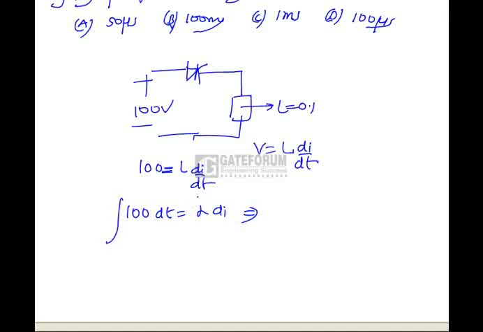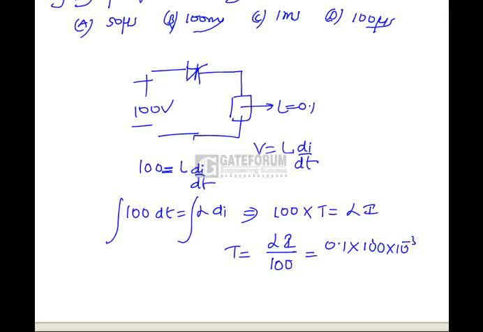Now I can write this as 100 into dt is equal to L into di. Applying integrals on both sides, 100 into t is equal to L into I. From this, the width of the pulse t is equal to L into I by 100. L is given as 0.1 and the latching current is 100 milliamperes, so 0.1 into 100 into 10 power minus 3 by 100, we get 10 power minus 4, or we can write this as 100 microseconds. So option D is the correct answer.